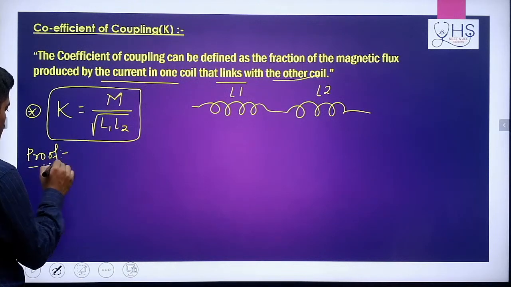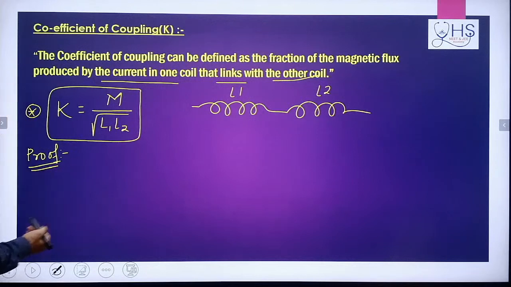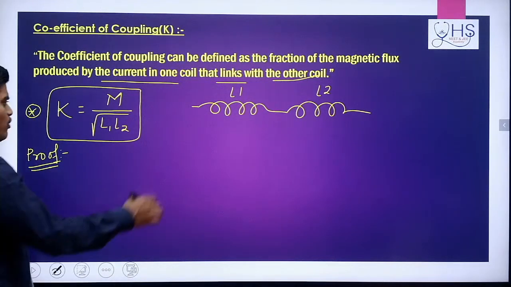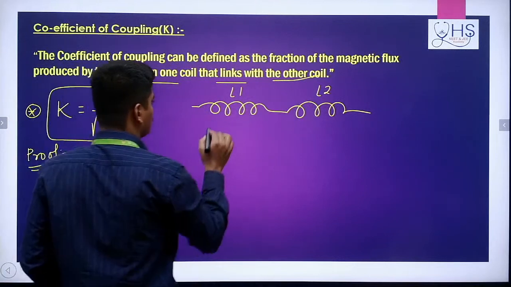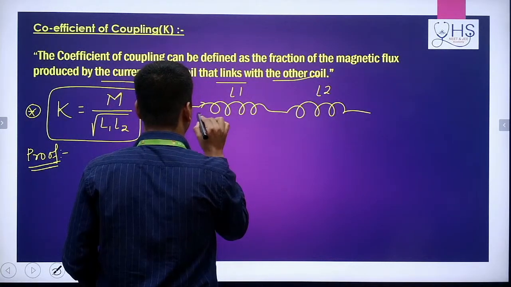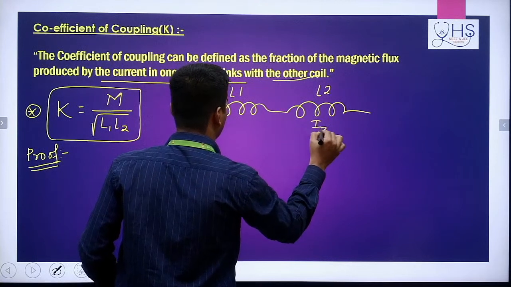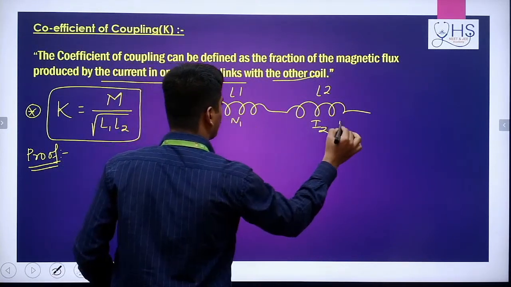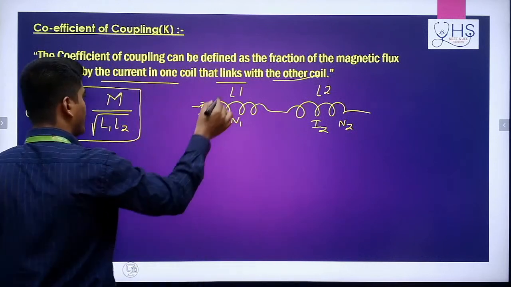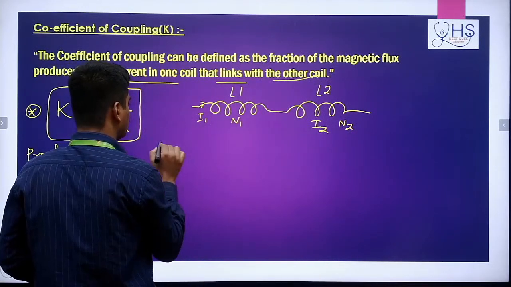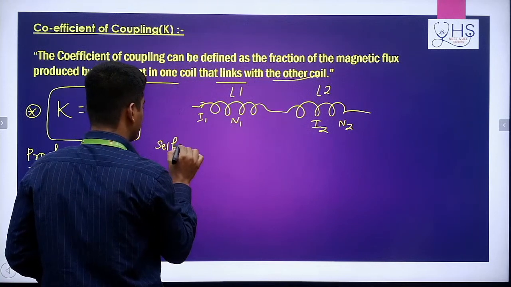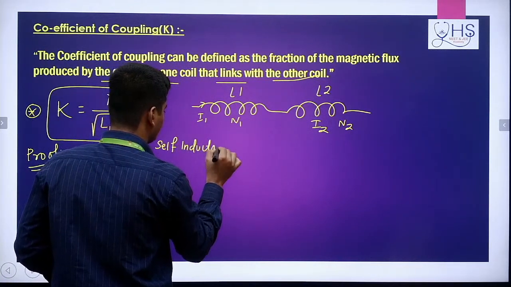Now suppose you want to prove this, how it is coming. First thing you understood: K is a factor or constant, the coefficient of coupling constant, which tells how two coils are interacting. Now one coil is L1 and another coil is L2. Let current I1 flow here and current I2 flow here, and the number of turns is N1 here and N2 here. Now write what the self inductance is. For both, from this picture you can start with the self inductances.